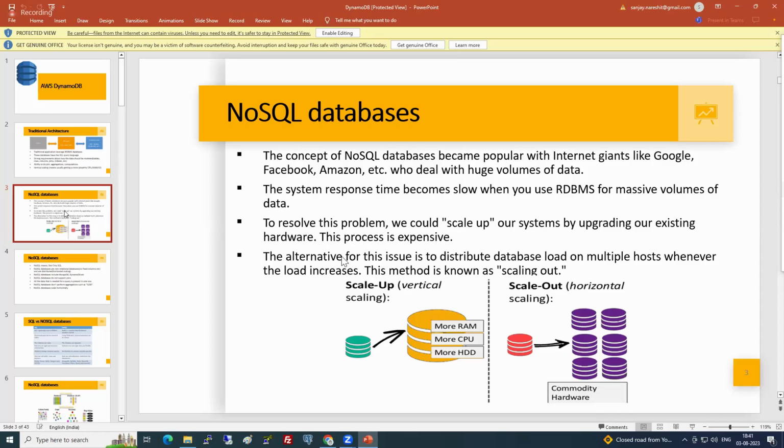NoSQL will not concentrate on vertical scaling. RDBMS concentrates on vertical scaling. NoSQL will concentrate on horizontal scaling. What is horizontal scaling? Scale out, meaning increasing the number of servers. Instead of increasing the capacity of the servers, you are increasing the number of servers. So NoSQL supports scale out, that is horizontal scaling.